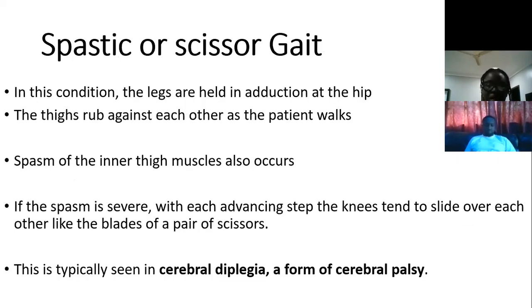Spastic or scissor gait usually occurs in patients with cerebral palsy. There's increased tone, and the legs are held together in adduction. So they are closer to the body, and it's difficult for you to draw them apart. Usually you find this in patients with cerebral palsy.